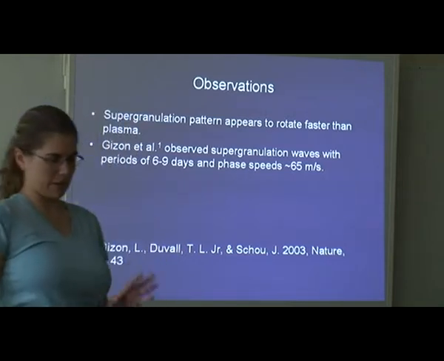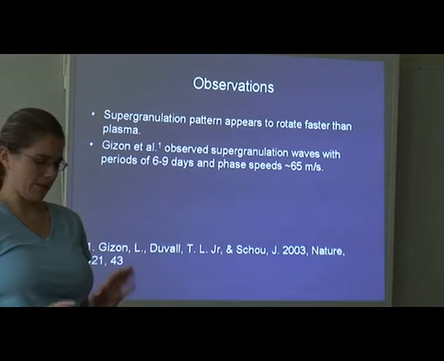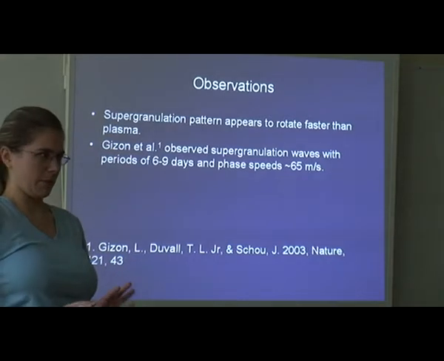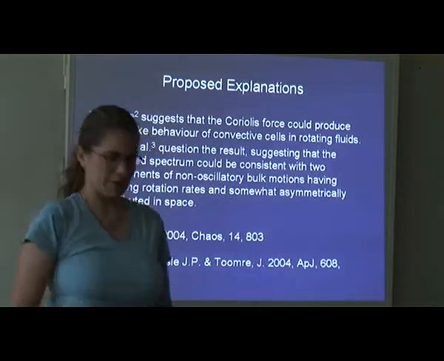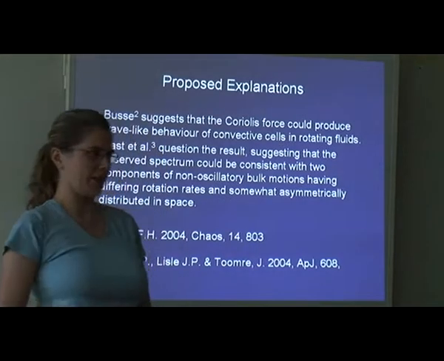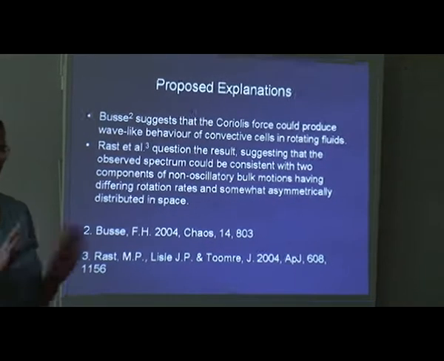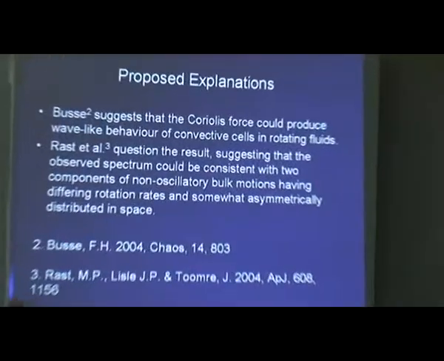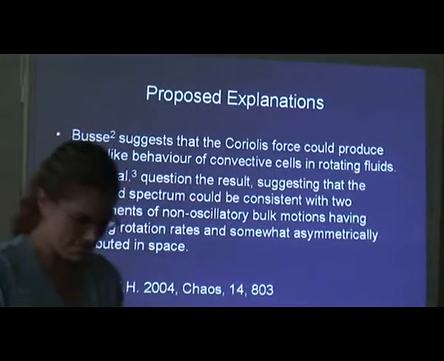And there's been an observation that they don't just move faster, but they also have wave properties, with a phase speed of about 65 meters per second. So there's controversy about these observations. It was suggested that maybe it's the Coriolis force that's causing this. Other people have suggested that it's not really a wave after all. It kind of looks like a wave, but it's really bulk motions of various sizes moving in different directions, and that might trick you into thinking it's a wave, but really it's not.